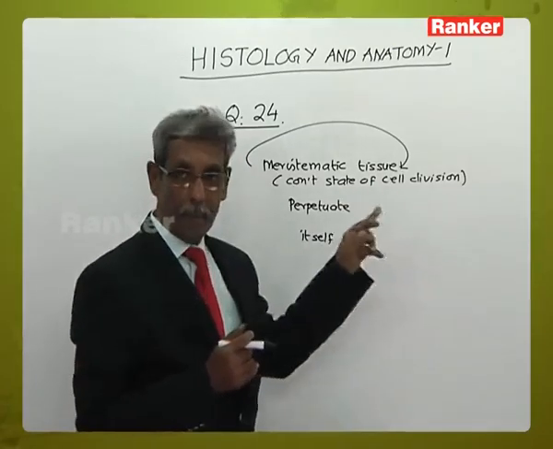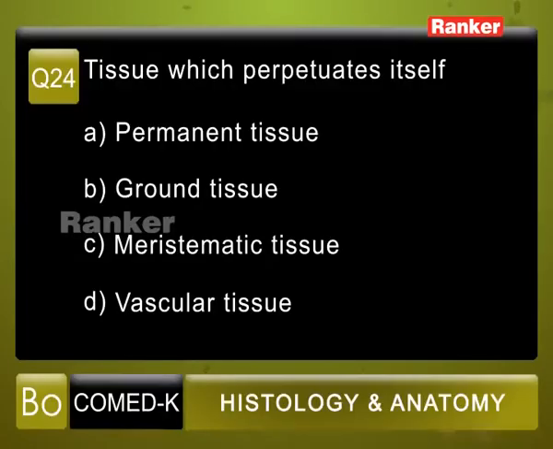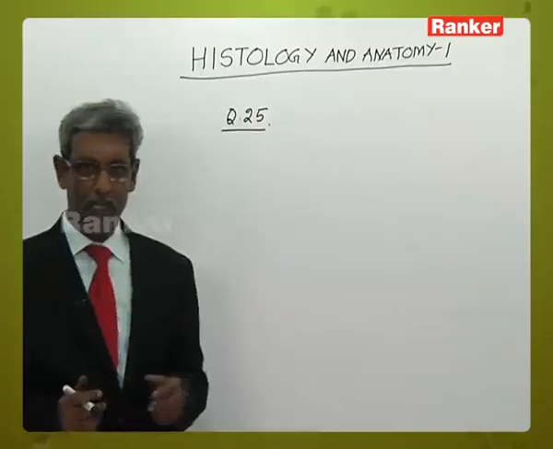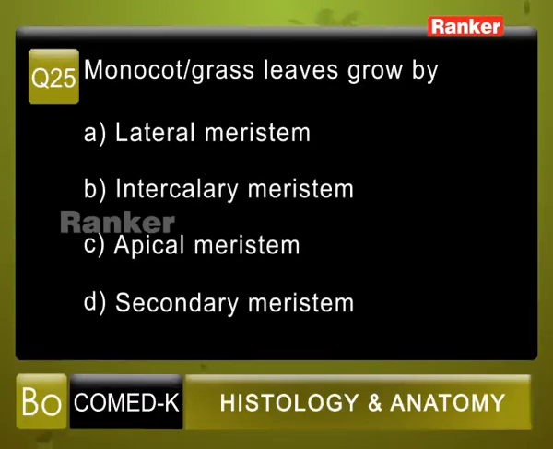So, a tissue which perpetuates itself is among A permanent tissue, B ground tissue, C meristematic tissue and D vascular tissue. The right answer is C. Question number 25. Monocot or grass leaves grow by A. lateral meristem, B. intercalary meristem, C. apical meristem, D. secondary meristem.